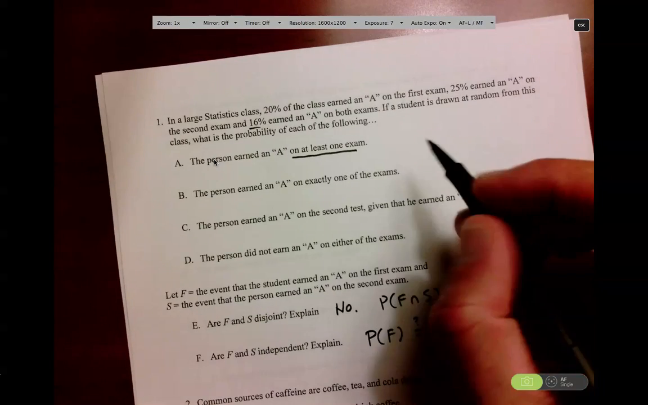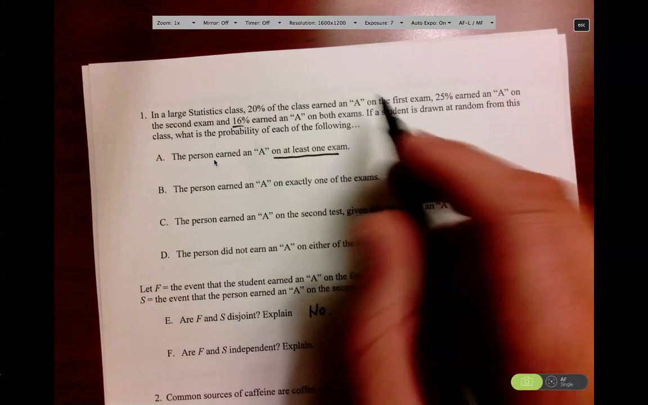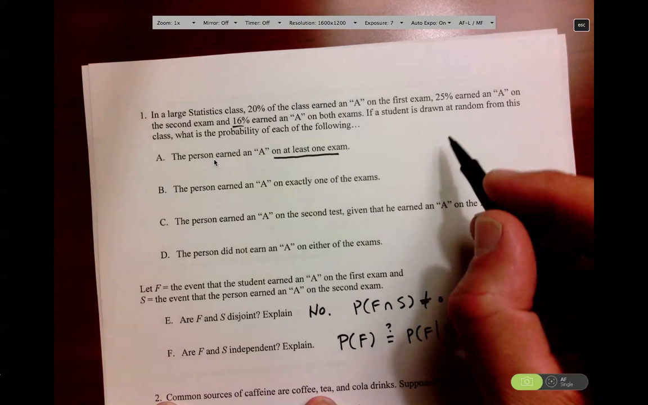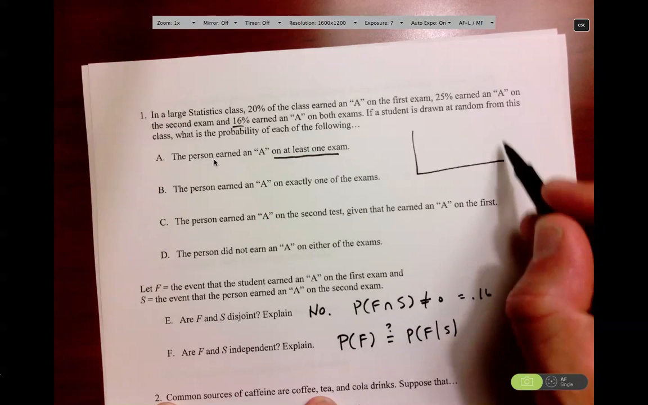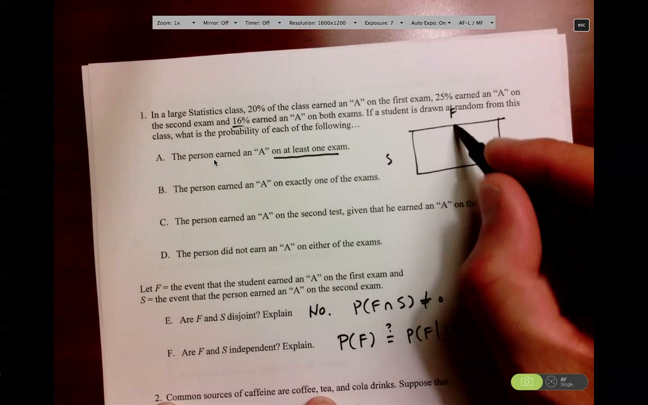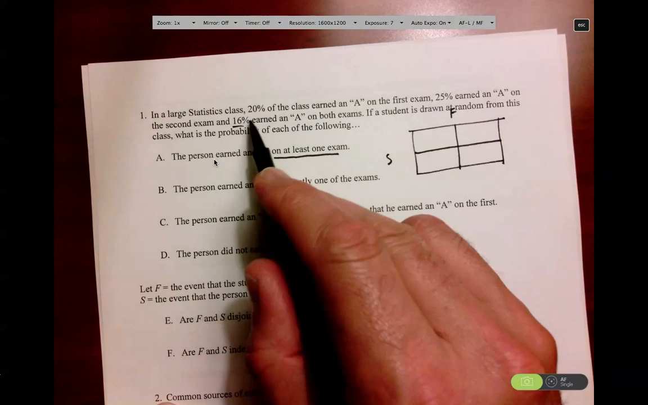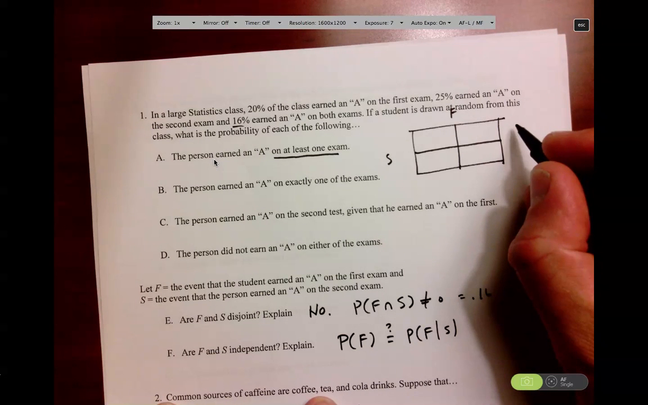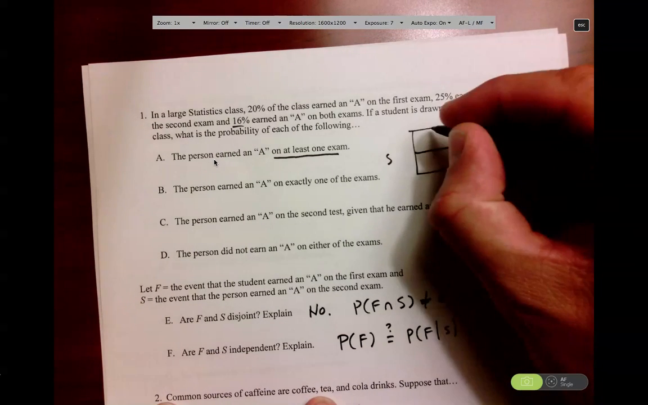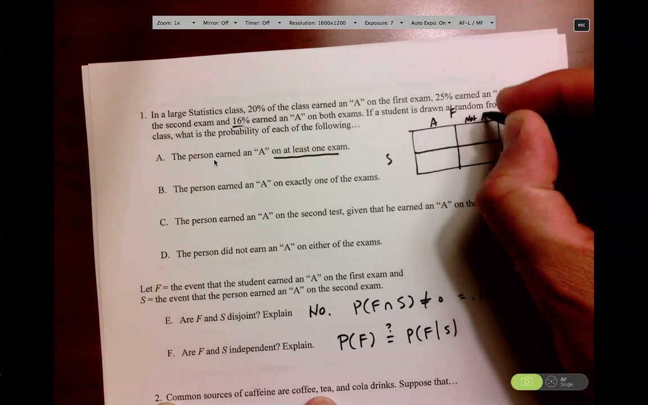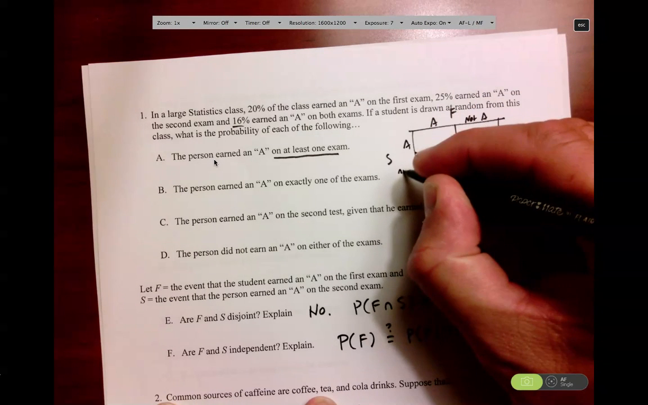So what I'd like to look at up here is a way of organizing the information that's given here, and there are two ways we could do that. One way is to set up a table. Up here is the first exam, over here is the second exam. It says that 20% of the class earned an A on the first exam. It's safe to say, what if we had 100 kids? We would end up with 20 of them getting an A on the first exam. So this is the A's, this is the not A's, and this is the A's, and this is the not A's.